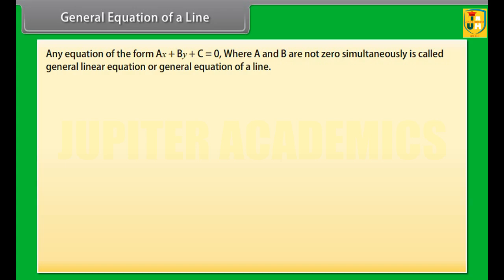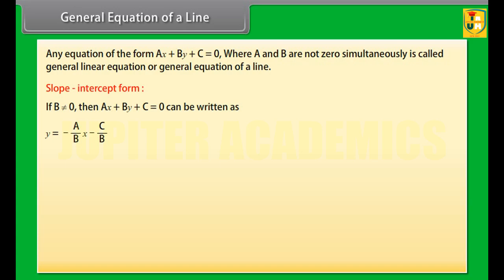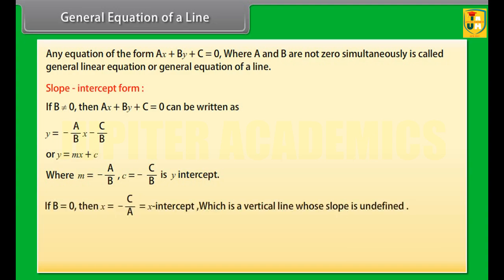Different forms of general equation. Slope-intercept form. If b is not equal to 0, then ax + by + c = 0 can be written as y = -(a/b)x - c/b, or y = mx + c, where m = -a/b, and c = -c/b is the y-intercept. If b is equal to 0, then x = -c/a is the x-intercept, which is a vertical line whose slope is undefined.